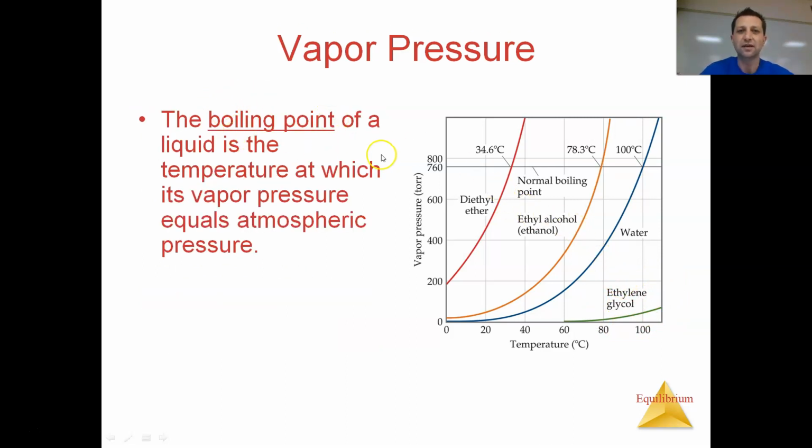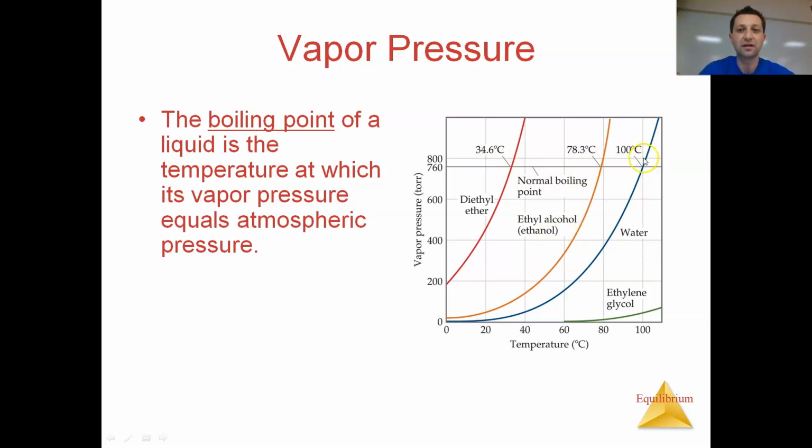The boiling point of a liquid is actually when the vapor pressure and atmospheric pressure are the same. It's the temperature at which that occurs. So diethyl ether's boiling point is 34.6 degrees Celsius. So at 34.6 degrees Celsius, the vapor pressure of diethyl ether would be equal to 760 torr, or 1 atmosphere, 760 millimeters of mercury, some different units of pressure there. When the vapor pressure equals atmospheric pressure, and atmospheric pressure is 760 torr, the temperature at which that occurs is the boiling point. So you can see 34.6 for diethyl ether, 78.3 for ethanol.